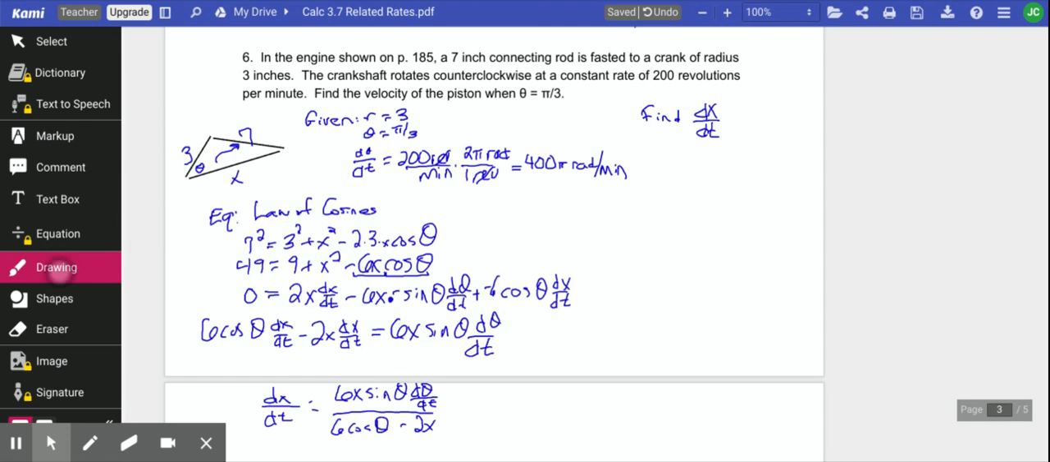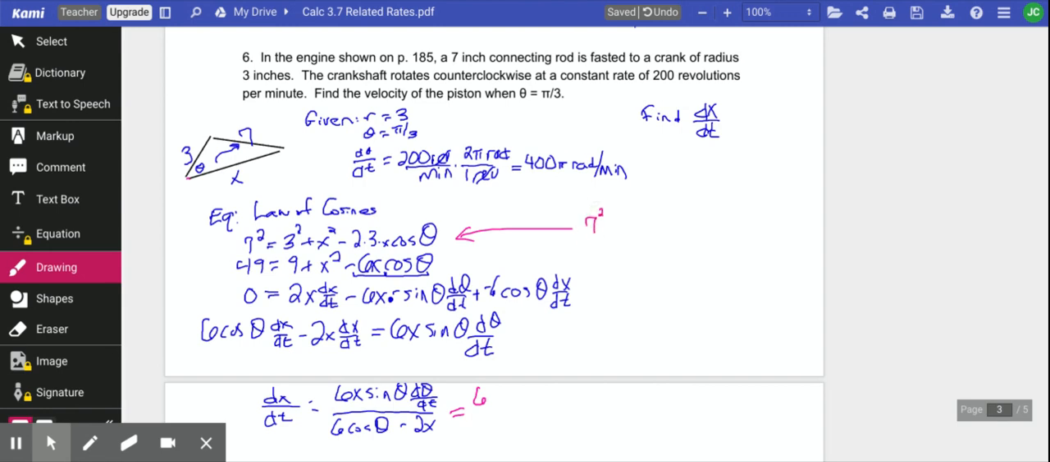Okay, we are ready to plug in. So let's see what we know. So we have 6 and we need x. We don't have x. Okay, so come back up here to this triangle that we were looking at. Let's go back to the law of cosines. Basically, we're coming back to this thing. We need to find out what x is.